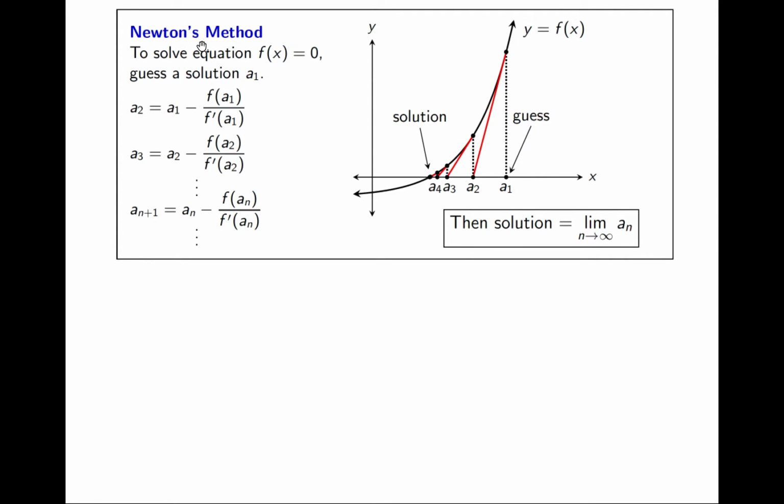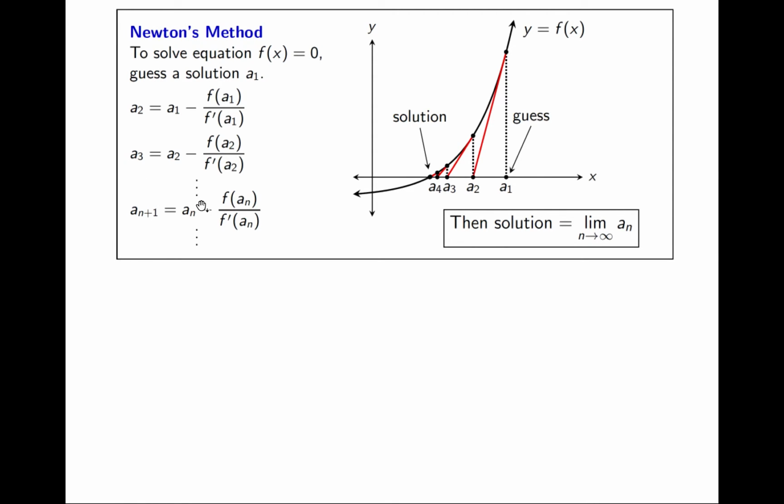Newton's method is a method to solve the equation f of x equals 0. And from the previous page, the first step is to guess a solution, a sub 1. Then you let a sub 2 be a sub 1 minus f of a sub 1 over f prime of a sub 1, as we did in the previous page. And once you've got that a sub 2, you create a sub 3 as a sub 2 minus f of a sub 2 over f prime of a sub 2. And that's a better approximation to the solution. And you keep iterating this process.